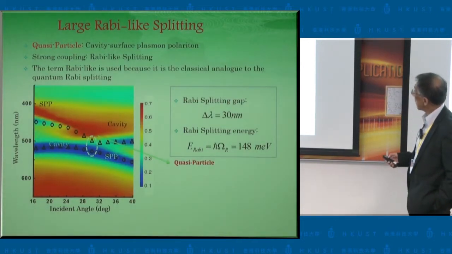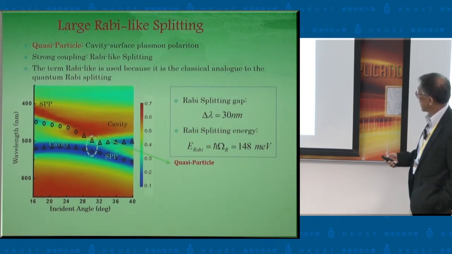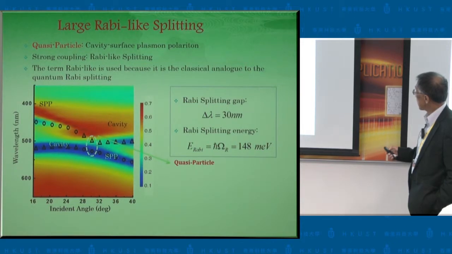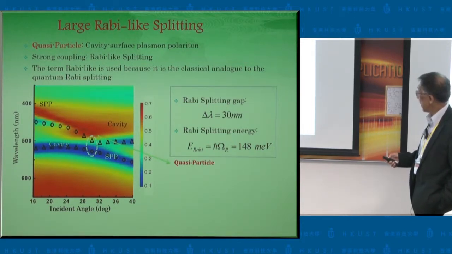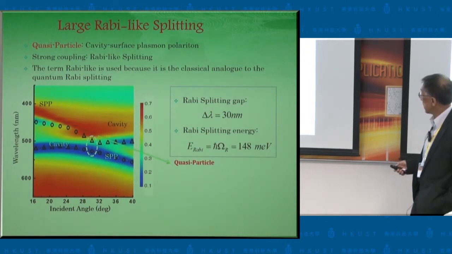Here's another picture of that, and here you could see the delta lambda is 30 nanometers, which translates to 148 meV, and the incident angle is just about 30 degrees.